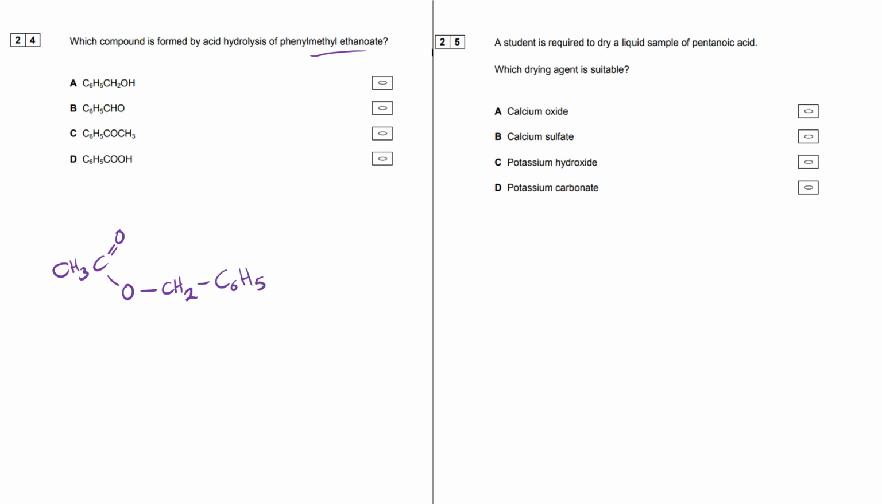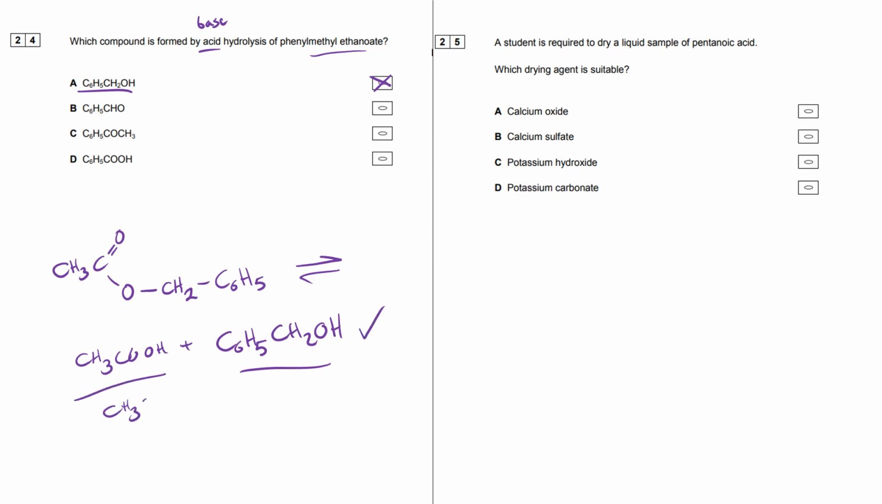Acid hydrolysis is going to cause the ester to break down into the carboxylic acid, so ethanoic acid, and phenylmethanol, so C6H5CH2OH. So that means answer A is the alcohol formed by the acid hydrolysis here. Just a side note, if it was base hydrolysis instead of acid hydrolysis, you would get the same alcohol, but you would get the carboxylic acid salt instead.